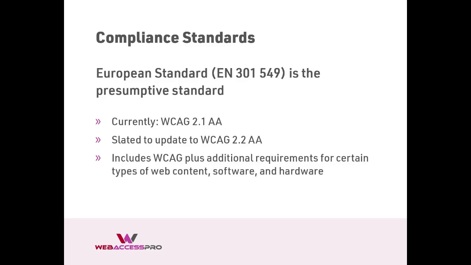Since 2018, they adopted the WCAG 2.1 AA standards, but they are now in the process of updating to the WCAG 2.2 AA standards, which were introduced last fall. This is really what sets the best practice benchmark for compliance in the EN 301549, and that would make you compliant, therefore, with the EAA. It is important to note that the EN 301549 also covers additional requirements for certain types of web content, hardware, and software, which actually go beyond the scope of the WCAG.